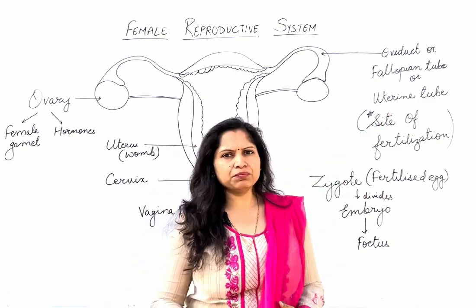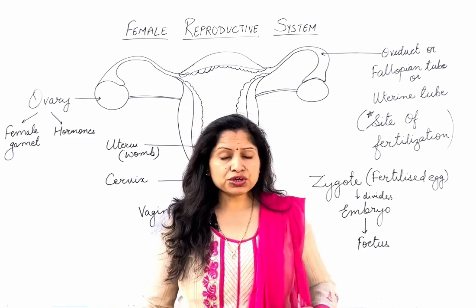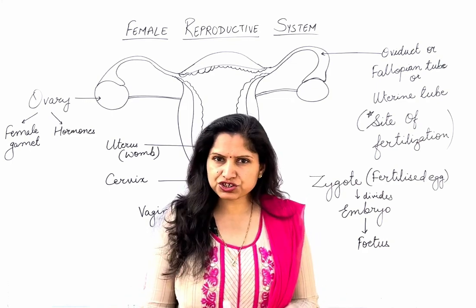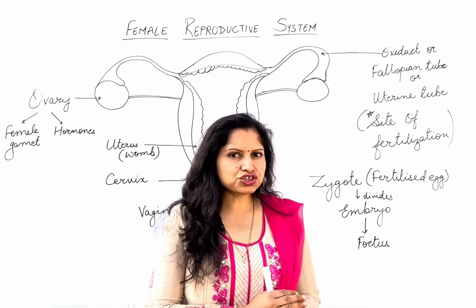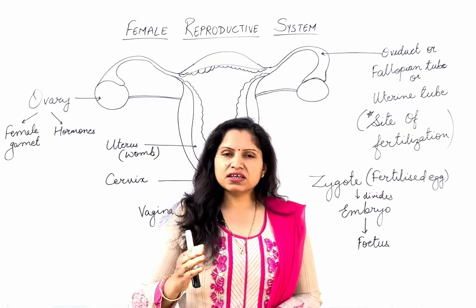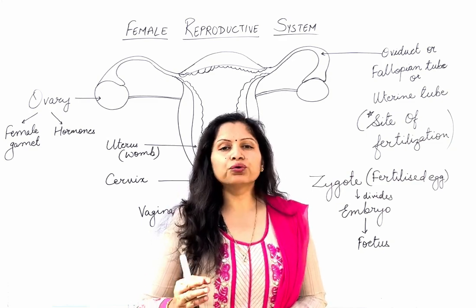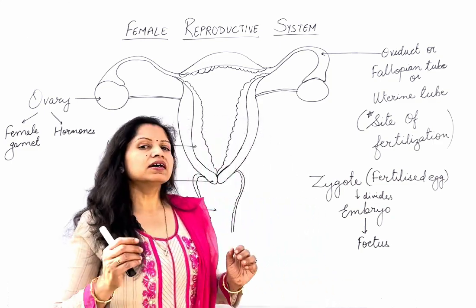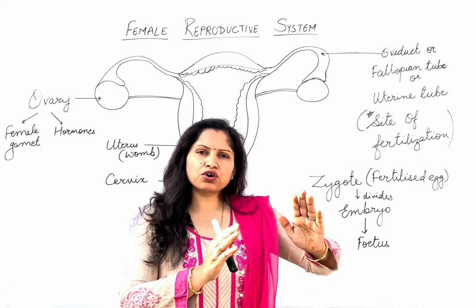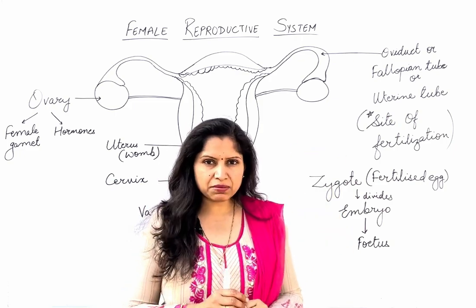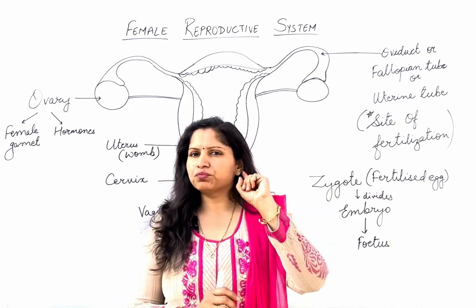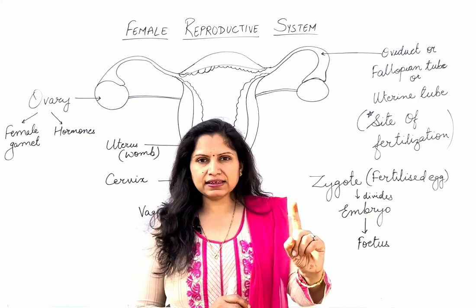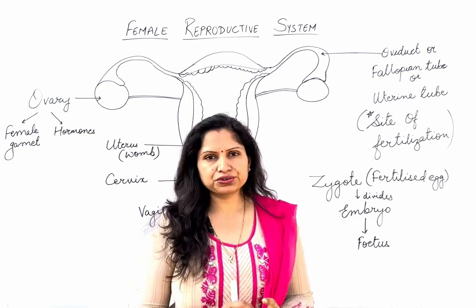Remember that, it's a very important question as a 1 mark question: what is the site of fertilization? The site of fertilization of the male and female gamete is the fallopian tube or oviduct. Once the fertilization takes place, a zygote is formed. The zygote is formed by the fusion of the male and female gamete. They join together and form the first single cell, that is called the zygote.